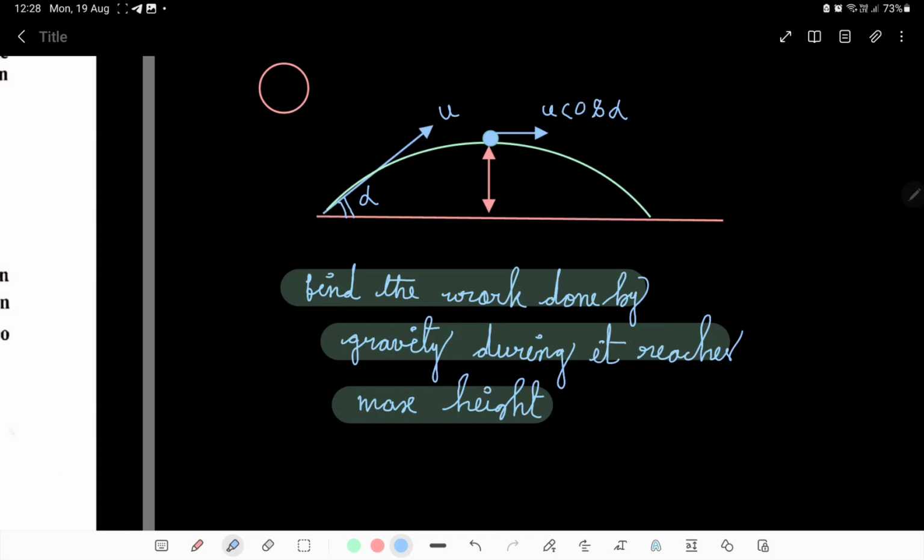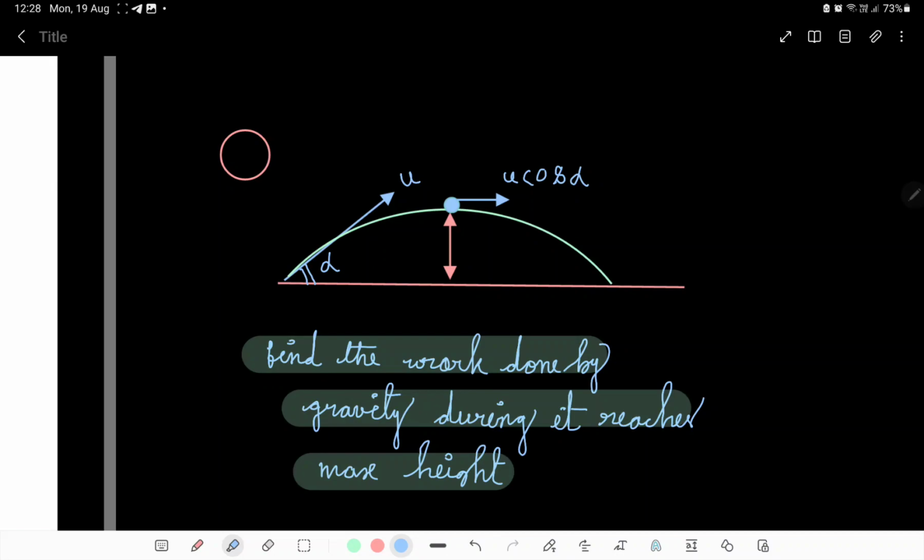You know that when it reaches the maximum height in a projectile, it will have a velocity of u cos alpha, right? Therefore we are just throwing with the initial velocity u, and the final velocity will be equal to u cos alpha. You could clearly see that here there is only one force doing the work, which is nothing but gravity.